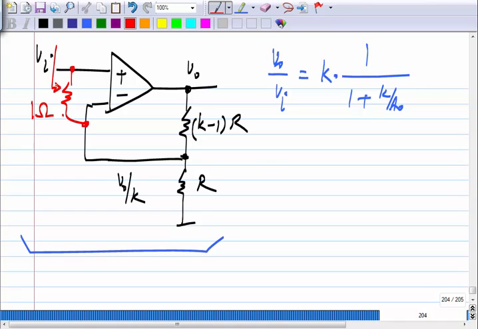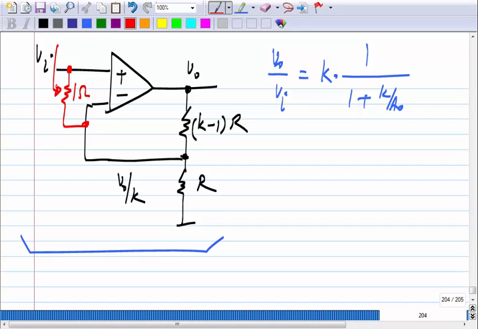What is the input resistance of the circuit? Or rather, let's first do the easier case. What is the input resistance of this circuit? Infinity. Okay, no current goes into the op amp input terminals. What is the input resistance of that circuit? 1 ohm.